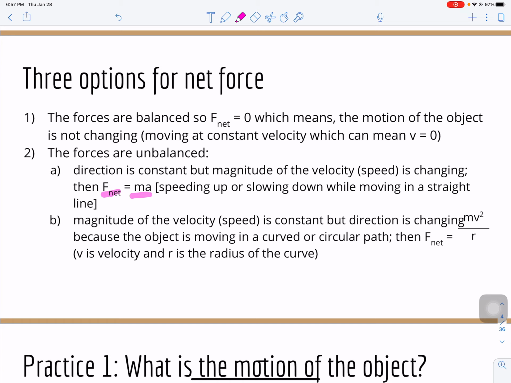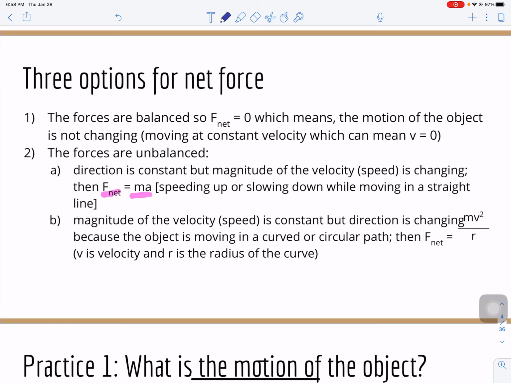So the second option is when the magnitude of the velocity is constant, so it's moving at a constant speed, but its direction is changing. And this is because it's moving in a curved or circular path. So in this case, the net force is equal to mv squared over r, where v is velocity and r is the radius of the curve.